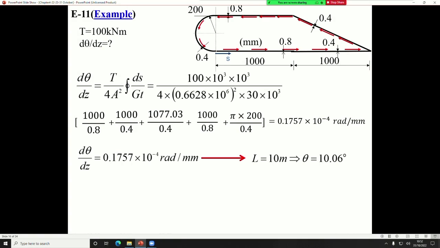G for aluminium has been given in the description. If not, you need to refer to chapter 1. Yes, G is 13 gigapascals. Okay, if it's been given, G usually for aluminium is something between 26.9 and 30 gigapascals.